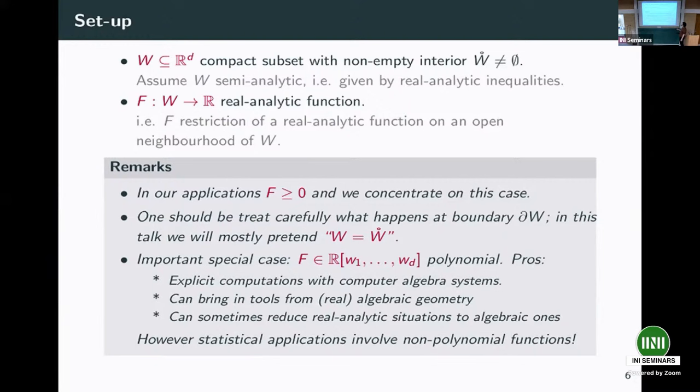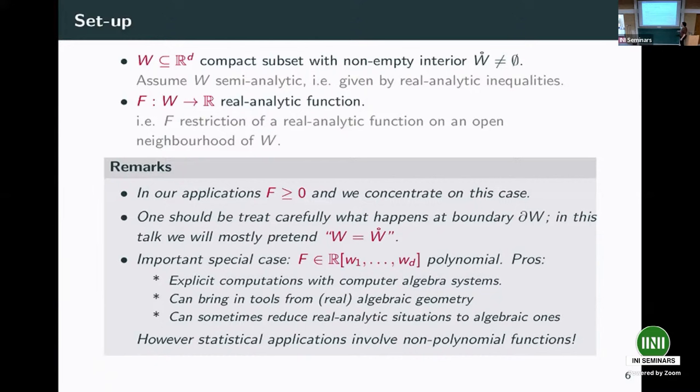My functions are always going to be defined on some compact subset with non-empty interior, assumed semi-analytic, so given by real analytic inequalities. We'll have a real analytic function on there. A few remarks about this. In the applications, F will always be non-negative, so we will concentrate on this case. We should be careful about what happens at the boundary, but I'm just going to pretend that the boundary doesn't exist and that the interesting behavior is either completely in the interior or doesn't concentrate on the boundary.